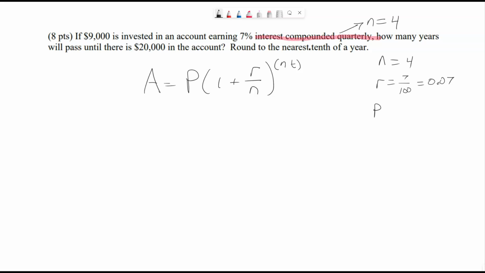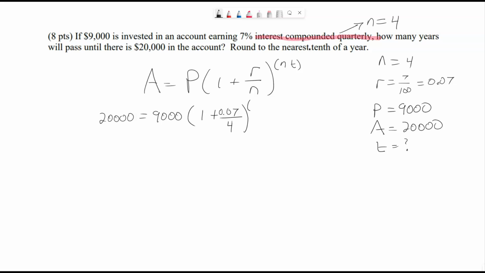We have P is the initial principal, or the past value. We have an A value of 20,000. And the only thing in here that we don't know is t, and that's what they're asking for. How many years? So we plug all this stuff in. 20,000 equals 9,000 times (1 plus 0.07 divided by 4, quarterly compounding), to the exponent 4t. We need to solve for t.